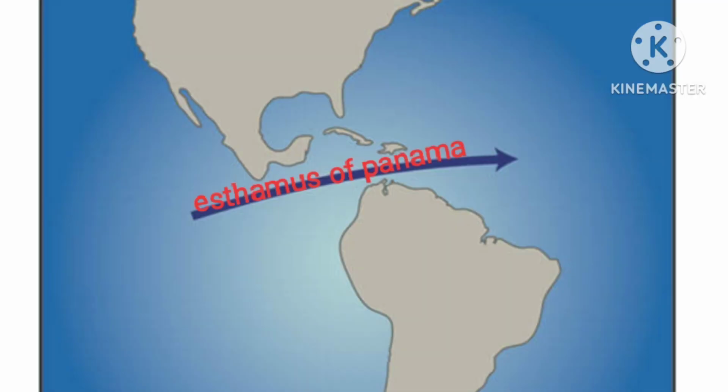And do you know that North America and South America are separated by the Isthmus of Panama? Isthmus of Panama is a water body. It is a land body. It is like a bridge which connects South America and North America.